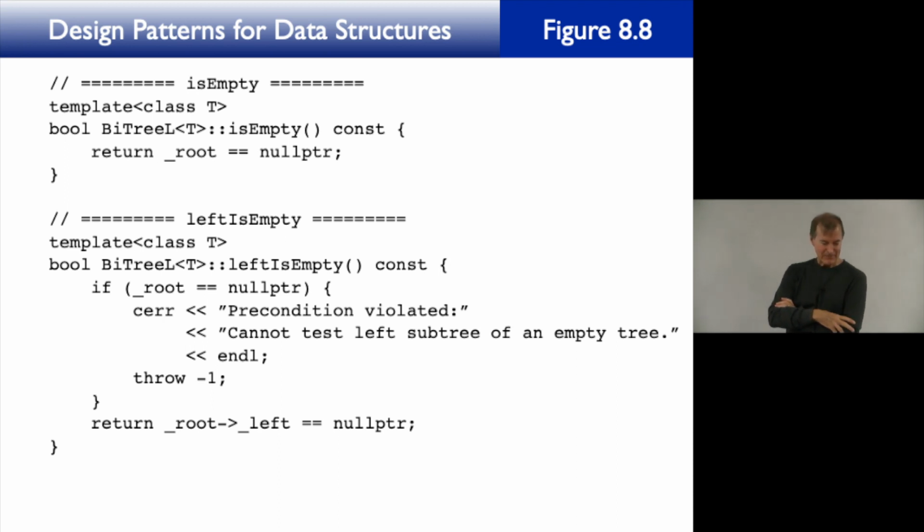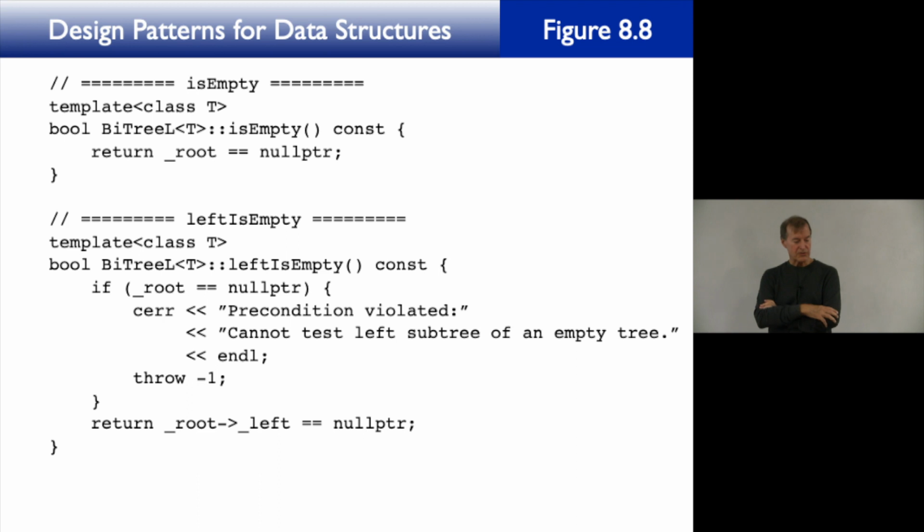Okay. And now, one that did not get exercised for the user in the main program is left_is_empty. So there's a left_is_empty and there's a right_is_empty, because sometimes these algorithms are going to need to test whether the left is empty. So what happens is there's a precondition. If _root == a null pointer, then the tree doesn't have a left. So you can't test the left subtree of an empty tree. So that implements the precondition there.